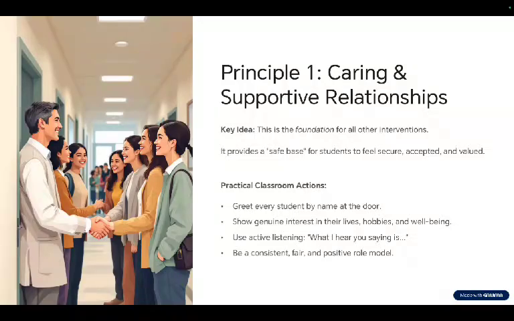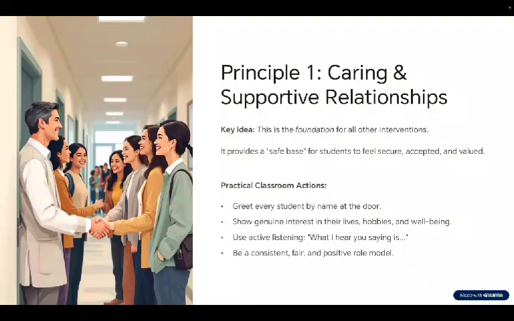Intervention 1. This is caring and supportive relationships. The first principle, caring and supportive relationships, is the foundation for everything else. A student who feels unsafe, unknown, or disliked cannot learn effectively. By being a stable, consistent, and caring adult, we provide what psychologists call a safe base. This is a classroom environment where students feel secure, accepted, and valued.